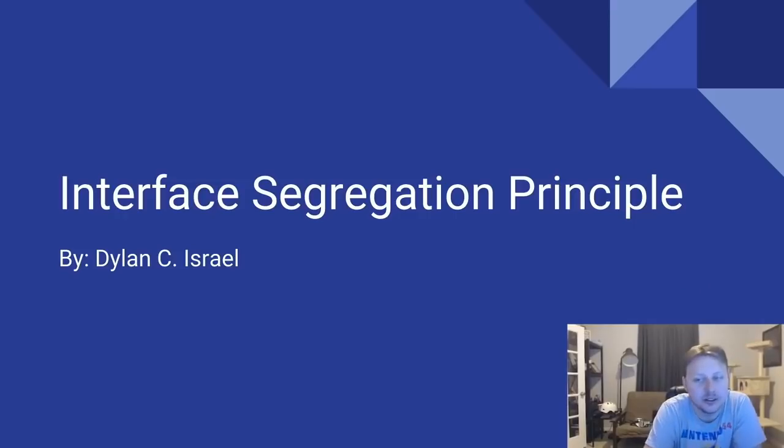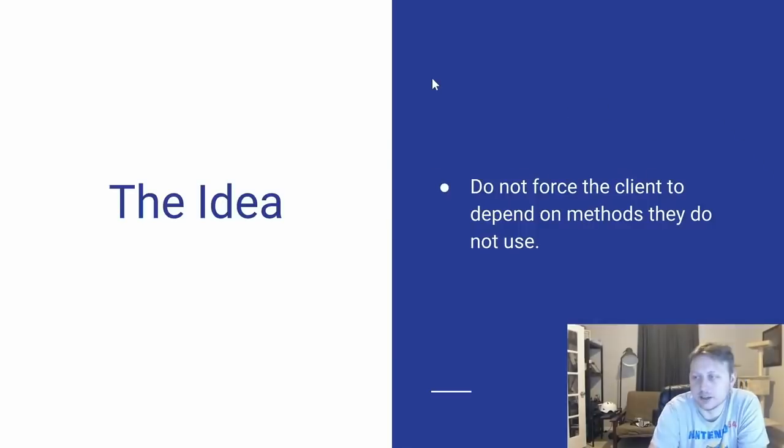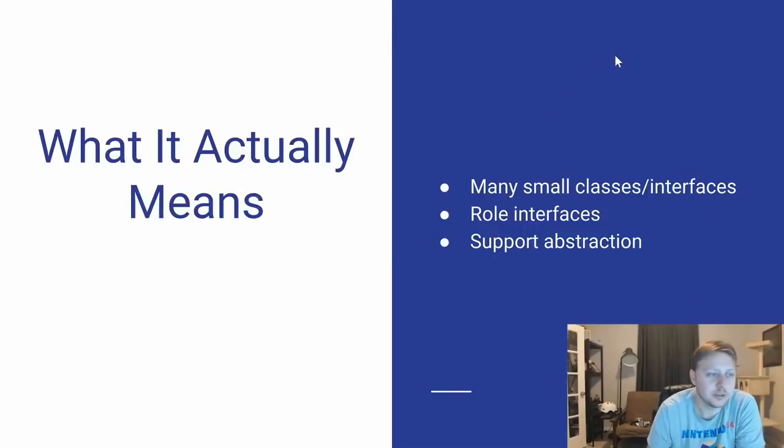We're going to be talking about the interface segregation principle in this episode of Code Like a Pro, the fourth of the SOLID principles. So what is the idea? Well, the idea is to not force the client. The client could be people consuming your class or your object, or other developers, so that could be third-party or in-house. But to make it so that they are not forced to depend on methods they do not use. That's the idea. So what does that actually mean?